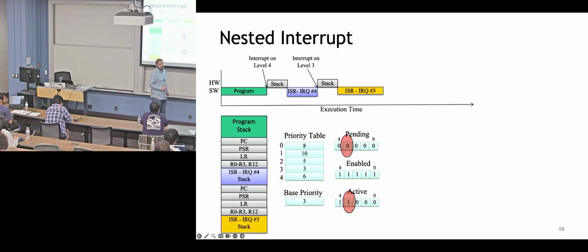Would you use the stack in order to decide what's the next active bit that you have to handle? The stack? I think they are going to use the active and the priority table to figure out what's the next thing that should go through.